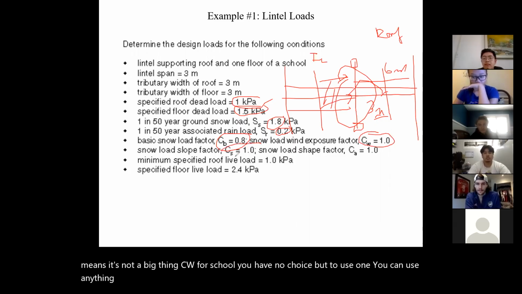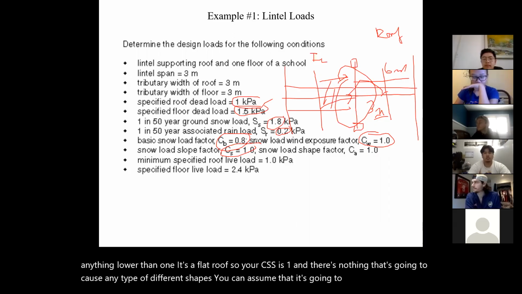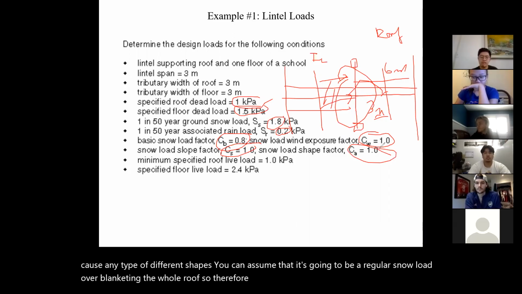It's a flat roof, so your CS is 1, and there's nothing that's going to cause any type of different shapes. You can assume that it's going to be a regular snow load blanketing the whole roof, so therefore your shape factor is 1.0.